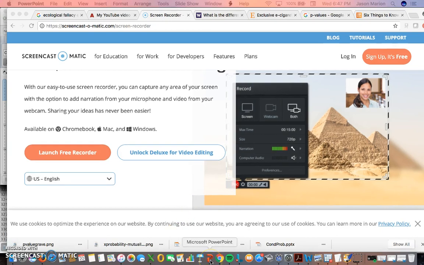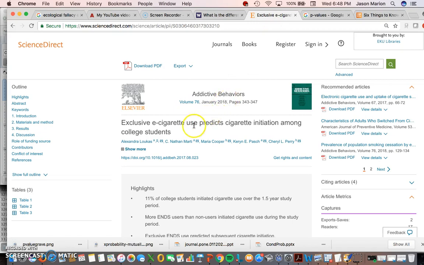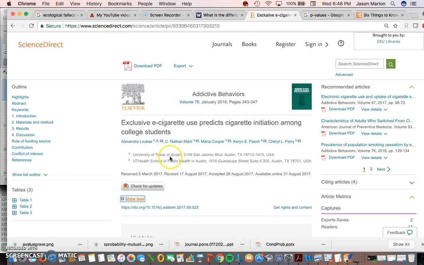So that's all on the slides. Now let's take it to an actual scientific paper. We're going to look at this recent article from the journal Addictive Behaviors in January of 2018 from these authors at the University of Texas at Austin. They're looking at e-cigarette use by itself, whether it is responsible or at least associated with cigarette initiation, when people first smoke their first cigarette. So it's not saying that it causes it, but it is examining whether or not it's associated with the initiation, or the first use, of cigarettes.